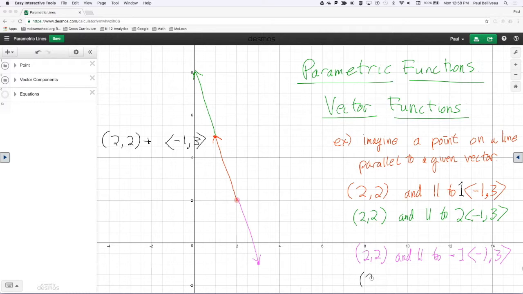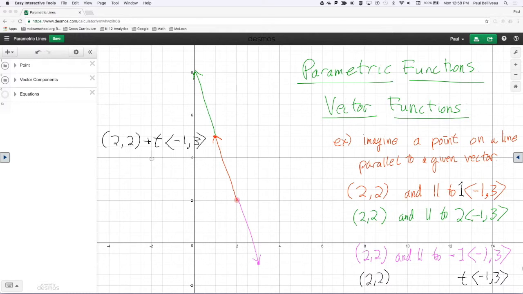I start at the point and I added, I'm going to call these numbers t. T is my parameter. 1 is an example of t, 2 is an example of t, -1 is an example of t. So I'm going to describe this line as starting at 2, 2, add t, some multiple of this vector.